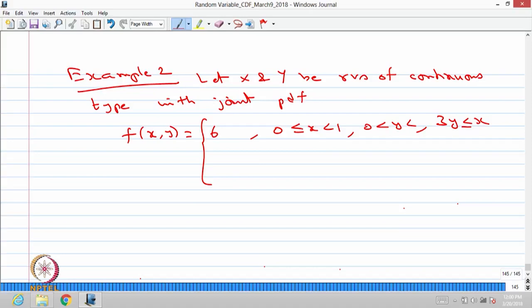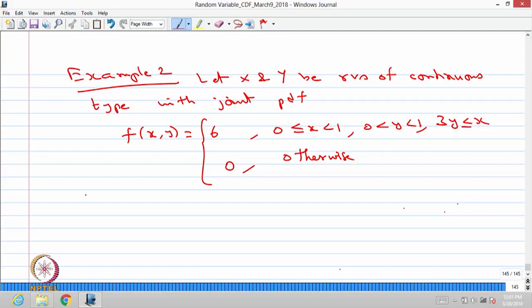So, the joint probability density function is greater than 0, that is 6, when x lies between 0 to 1, y lies between 0 to 1, and 3y is less than or equal to x, 0 otherwise. Before we proceed with the problem, we can always verify whether this is a correct joint probability density function. That means if you do the double integration over x and y, this has to be 1. So one can verify that the double integration is 1, therefore this is a correct joint probability density function.